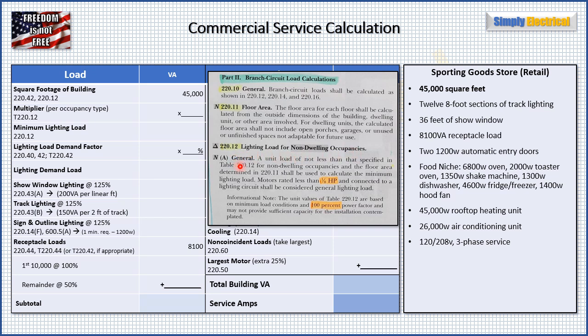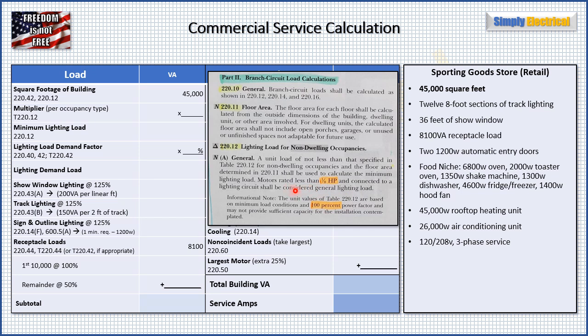Okay, it says general. A unit load of not less than that specified in table 220.12 for non-dwelling occupancies and the floor area determined in 220.11, which we just talked about, shall be used to calculate the minimum lighting load. So what that means is we're taking the square footage from 220.11. We're going to go to table 220.12 to find our multiplier, and that's going to give us our minimum lighting load. Next sentence says motors rated less than 1/8 horsepower and connected to a lighting circuit shall be considered general lighting load. So that's easy.